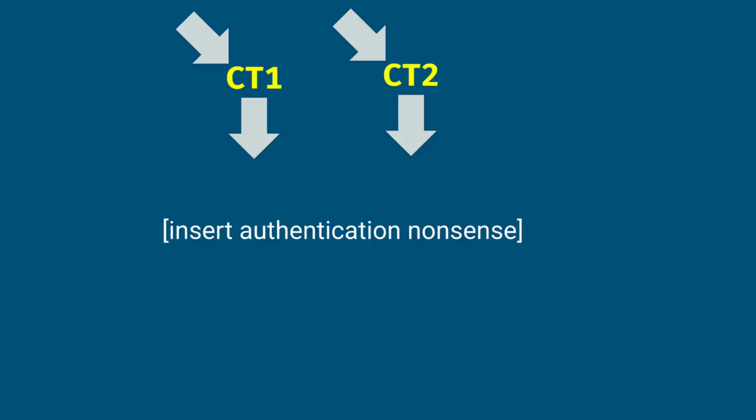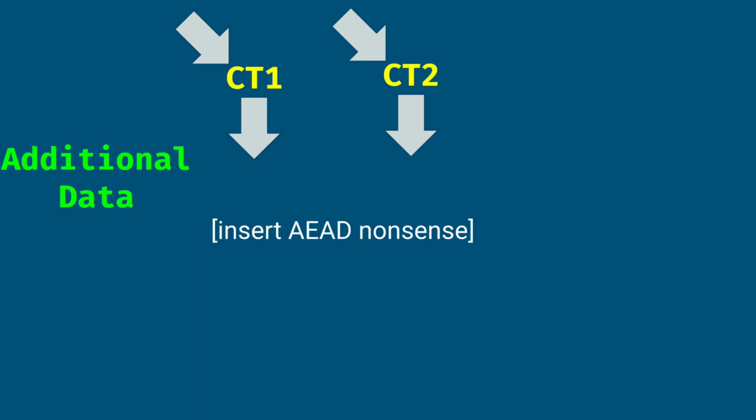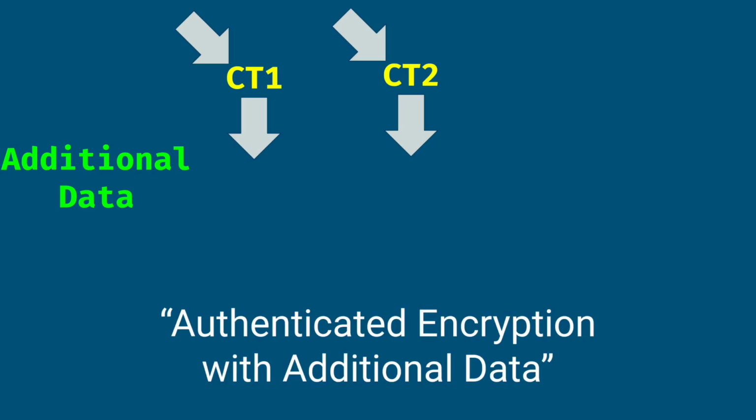It turns out we can do even better than just authenticating the actual message itself. We can tack on any additional stuff that we want to authenticate. This additional data is going to be stuff that's public. We're not encrypting it, but we are authenticating it, so we're making sure that it hasn't been tampered with. People call this authenticated encryption with additional data because it sounds fancy.